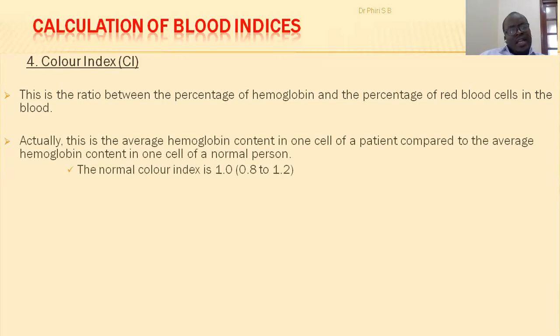So in other words, the color index is the average hemoglobin content in one cell of the patient compared to the average hemoglobin content in one cell of the normal. So you're comparing the patient to that of the normal. The normal range on average is 1. The acceptable range is 0.8 to 1.2.